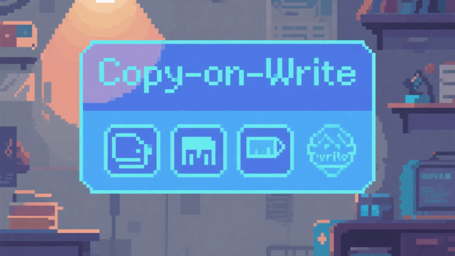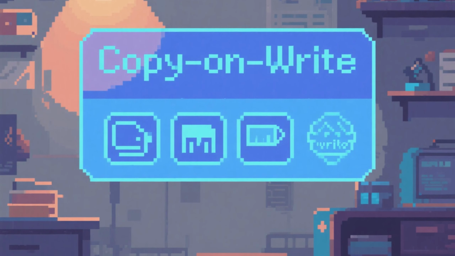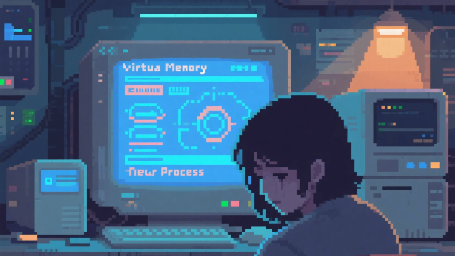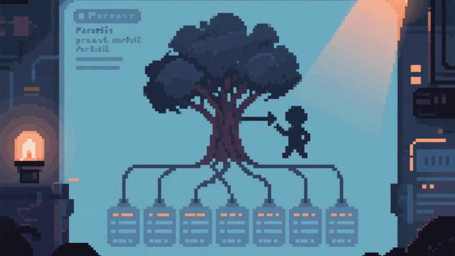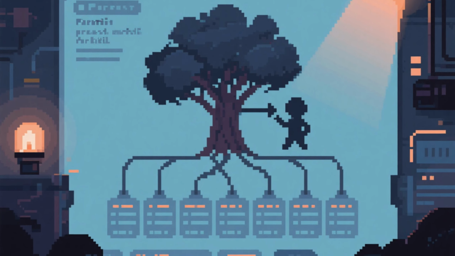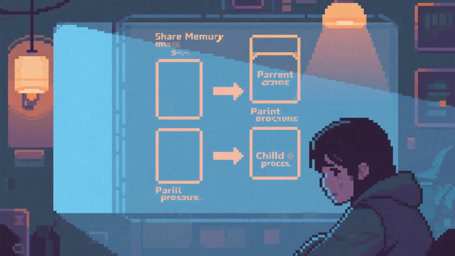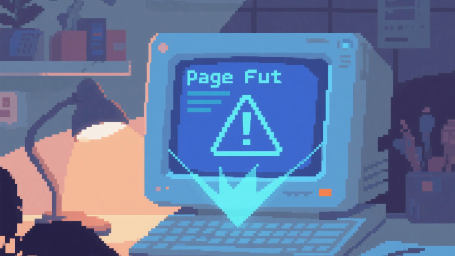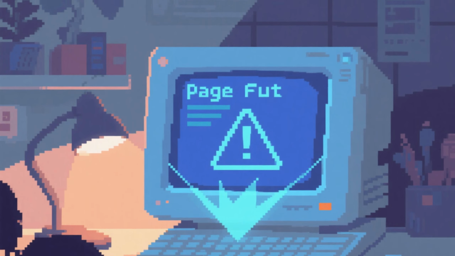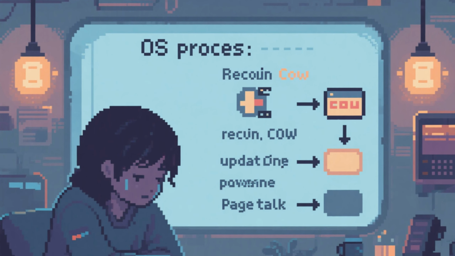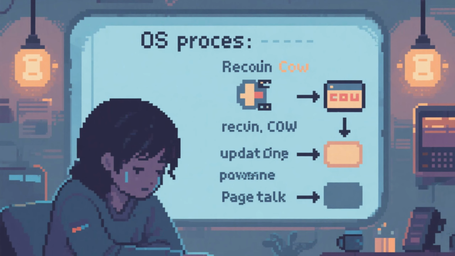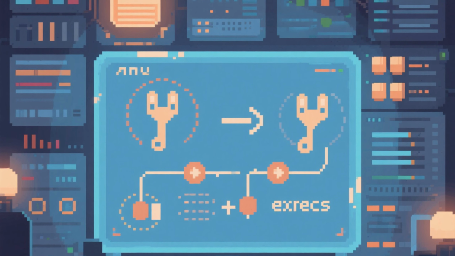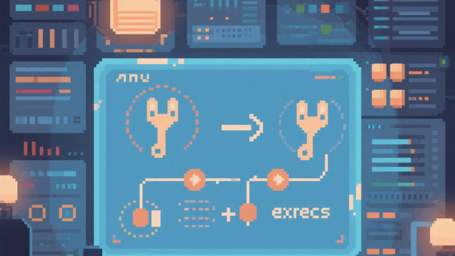2.2. Optimization. Copy on write, COW. Virtual memory enables an efficient technique when creating new processes, called copy on write. When a parent forks a child, instead of copying the entire address space, the OS copies only the page table. Both parent and child share the same physical frames. Shared pages are marked read-only. If either process writes to a shared page, a page fault occurs. The OS recognizes COW, allocates a new frame, copies the page, updates the child's page table, and marks it read-write. This is highly efficient, especially in Unix systems where fork is often followed by exec.